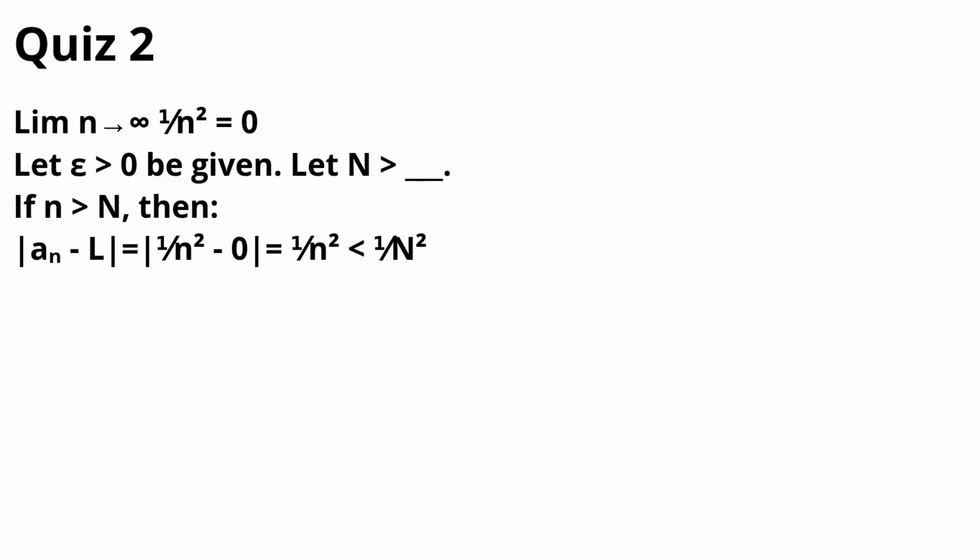And now we need to find a value of capital N that reduces this 1 over capital N squared down to epsilon. And that is going to be capital N has got to be greater than 1 over the square root of epsilon. So 1 over capital N squared is going to be equal to 1 over the square root of epsilon squared, which goes to 1 over 1 over epsilon, which goes to epsilon. And then we've proven this limit.